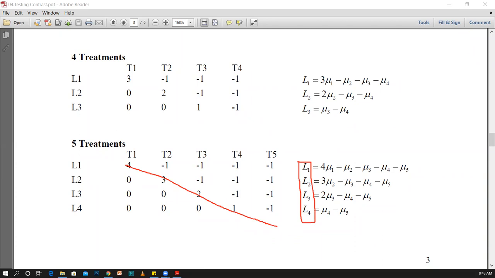That is the important thing you have to understand here: there should be only k minus 1 independent orthogonal contrasts.